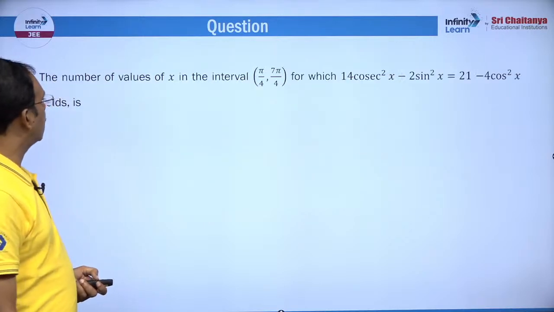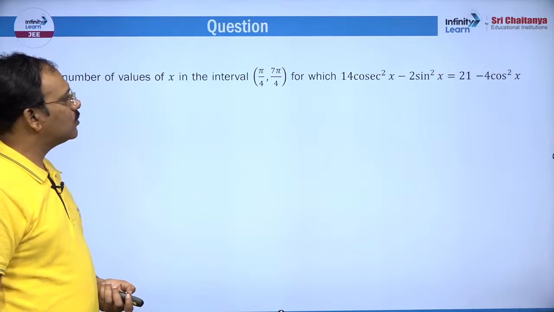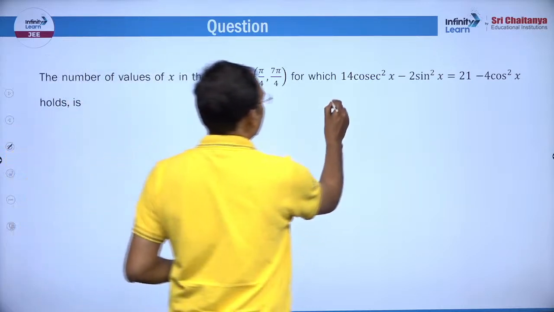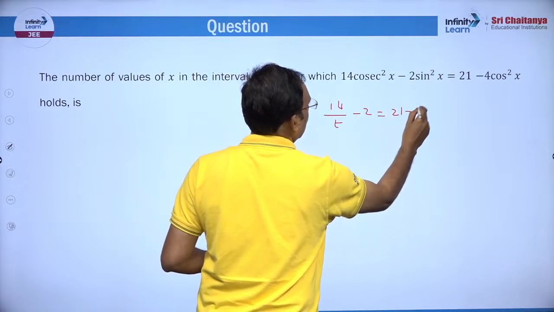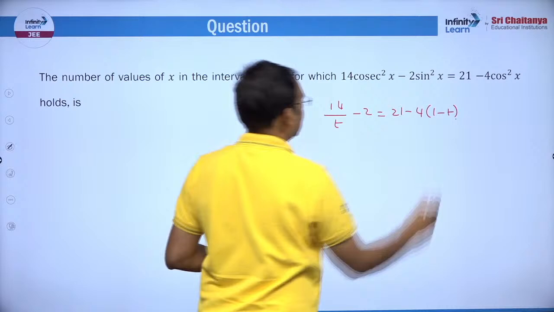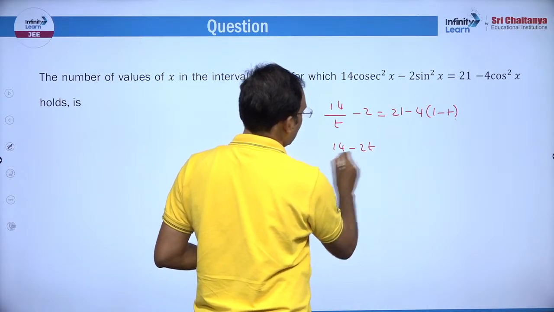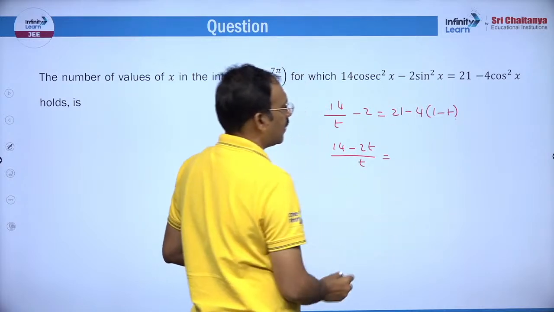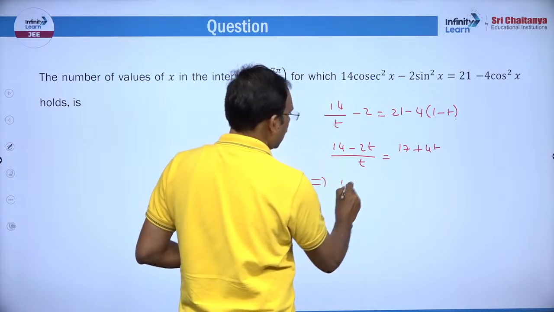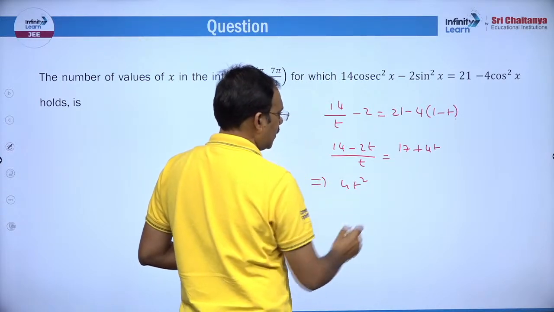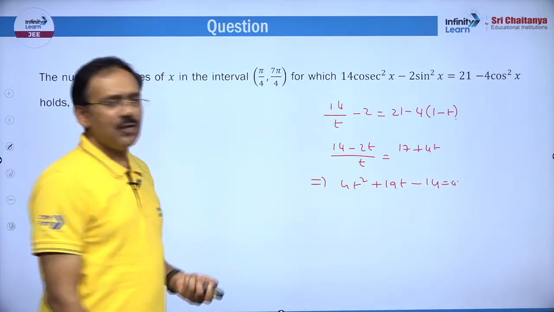Okay, right? Then friends, it is just a simple trigonometric equation. You can solve it, right? You just take sin square x as t, you will get 14 by t minus 2 is equal to 21 minus 4 into 1 minus t. Am I correct? This is like a quadratic equation, friends. 14 minus 2t by t is equal to 21 minus 4 is 17 plus 4t. So you will get 4t square plus 17t plus 2t, that is 19t, minus 14 equal to 0. Right. You can solve it.